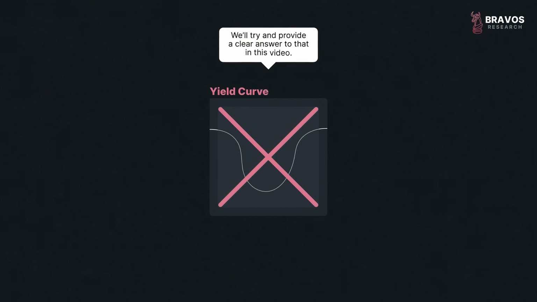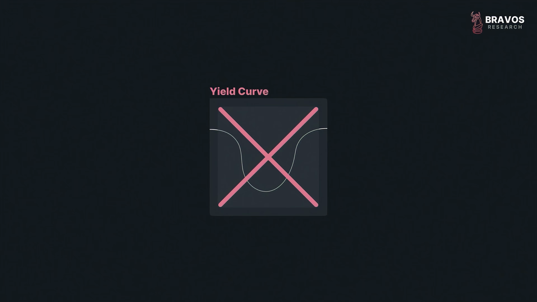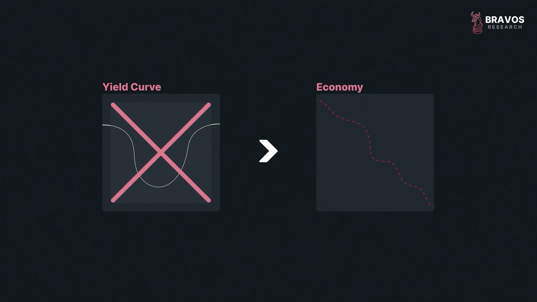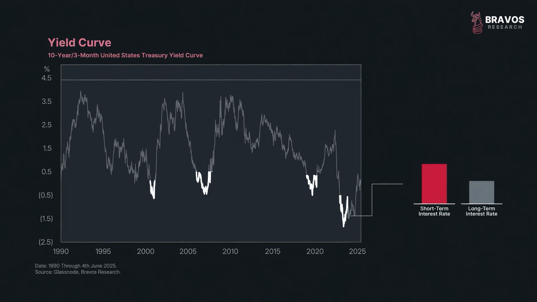We'll try and provide a clear answer to that in this video, and in order to do that, we first need to look at why the yield curve works so well as a predictor of economic downturns. When the yield curve is inverted, it means that short-term interest rates are above long-term interest rates. This is something that is primarily influenced by the Federal Reserve, which can adjust short-term interest rates as they wish. What's also known as the federal funds rate.